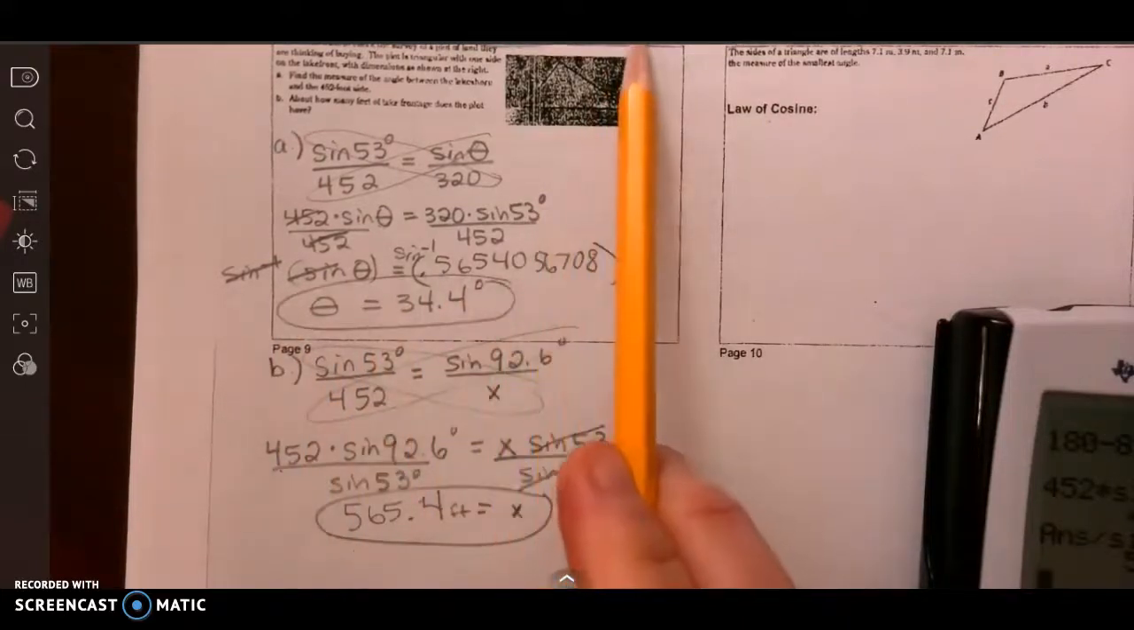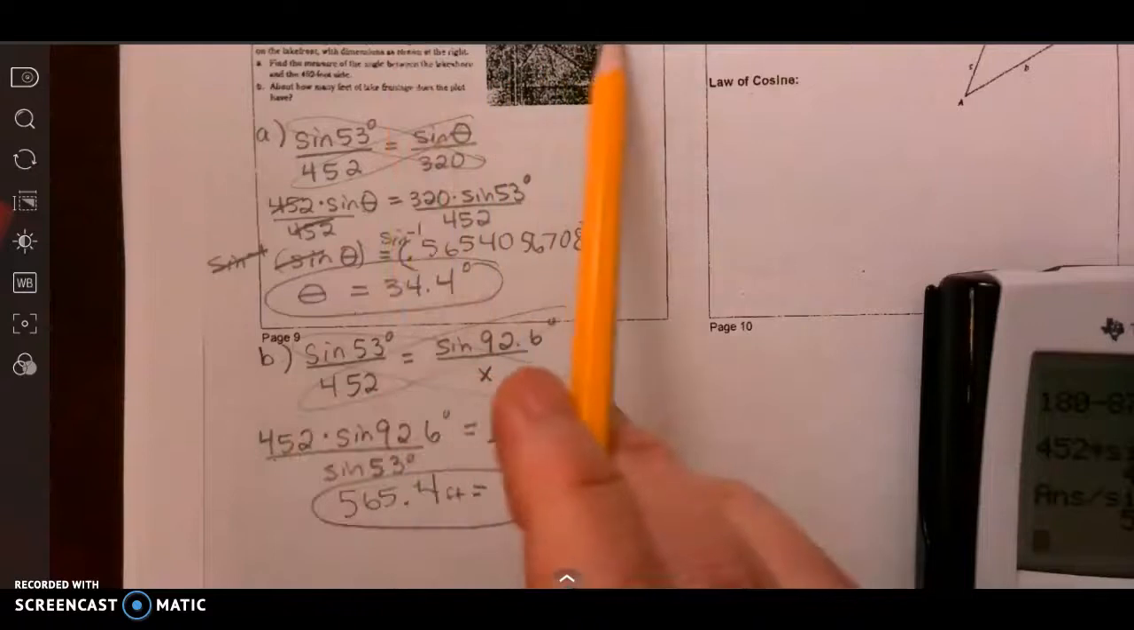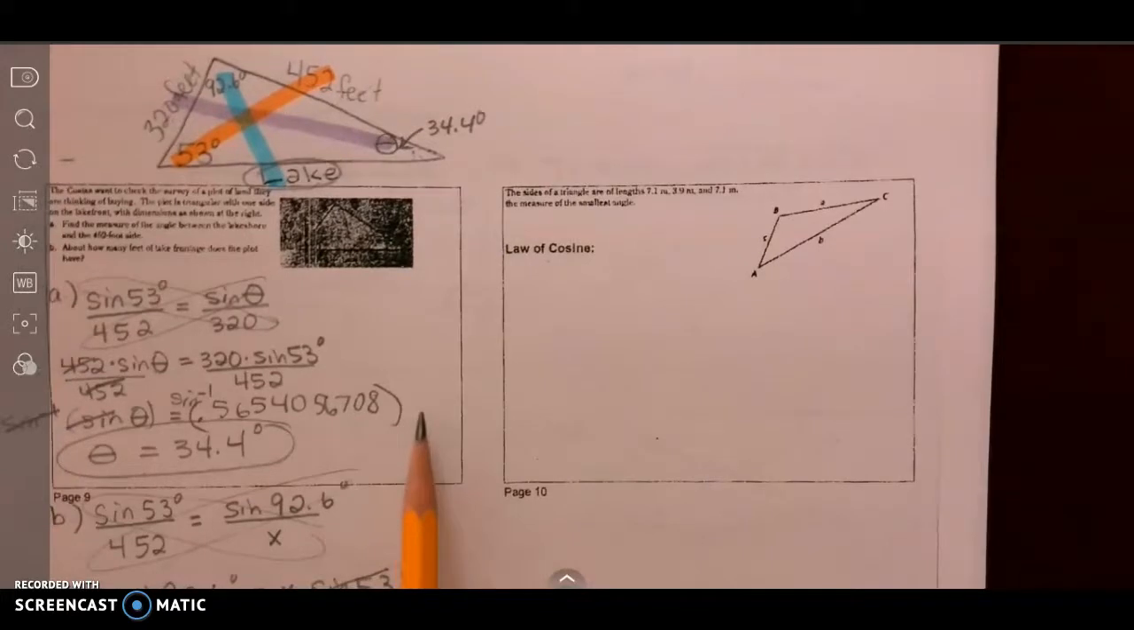So I found the angle that they had asked for here, and I found how many feet of lakefront we would have, or the Costas would have. All right, so now we're going to look at law of cosine. And I'll be honest with you, law of sine, we can use a lot less than we can use law of cosine. Mostly because in order to use law of sines, we either need all three angles, or we need an angle and the two sides, one of which has to be across from the angle that we know.